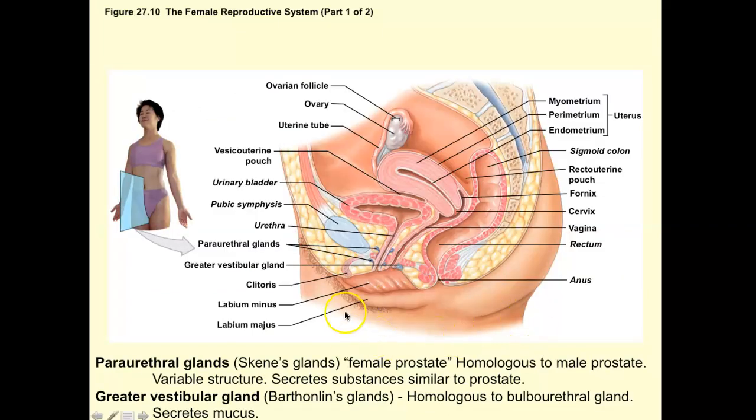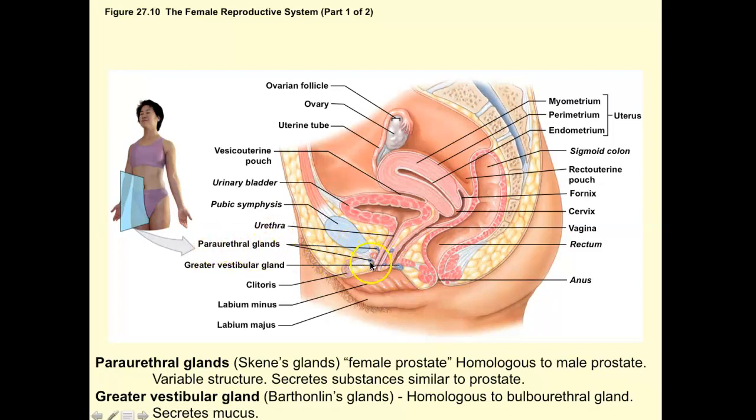Here we go. So here's our greater vestibular gland. All right, so we can see the position here. It's at the entrance to the vagina, posterior to it. But there's some other glands here. There's letter A in your outline, the paraurethral glands. So we can see that here, right?